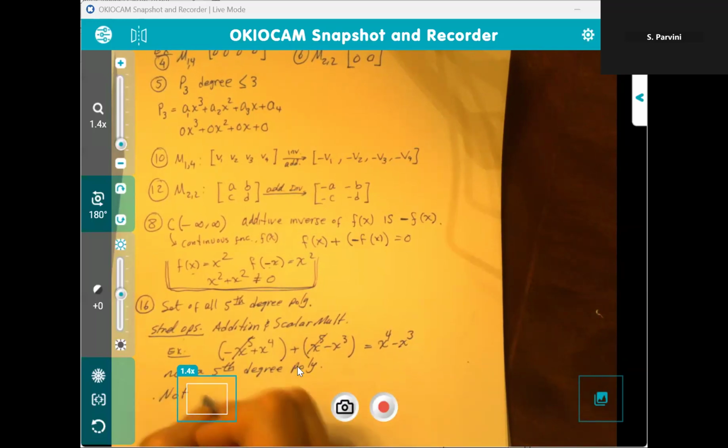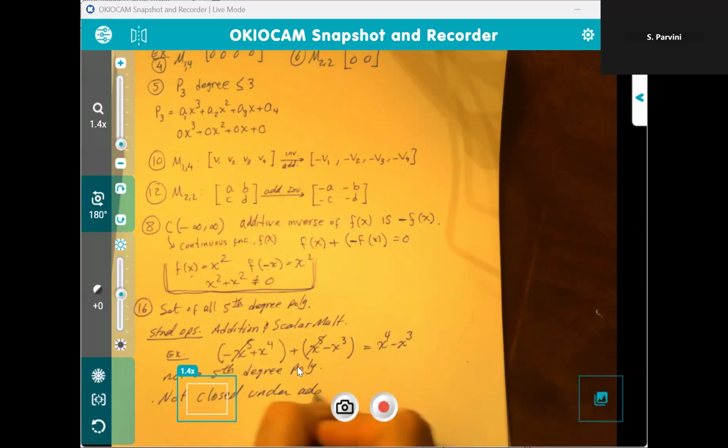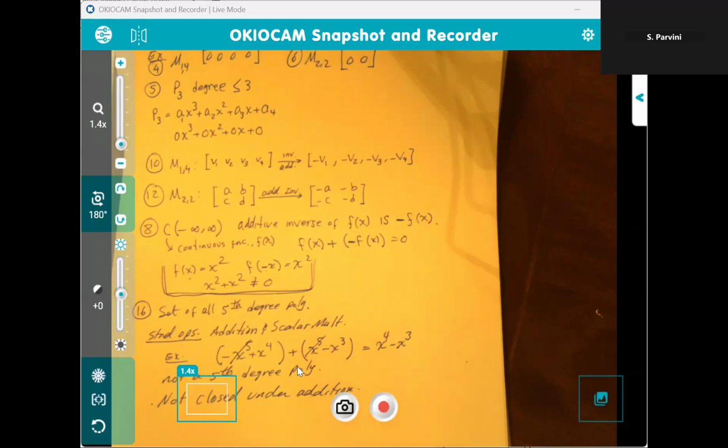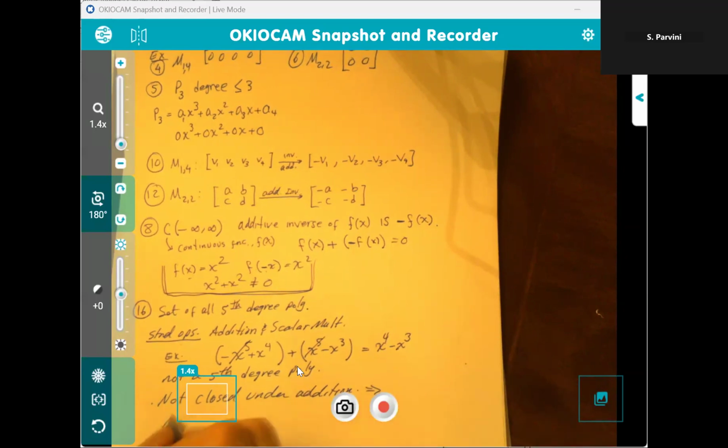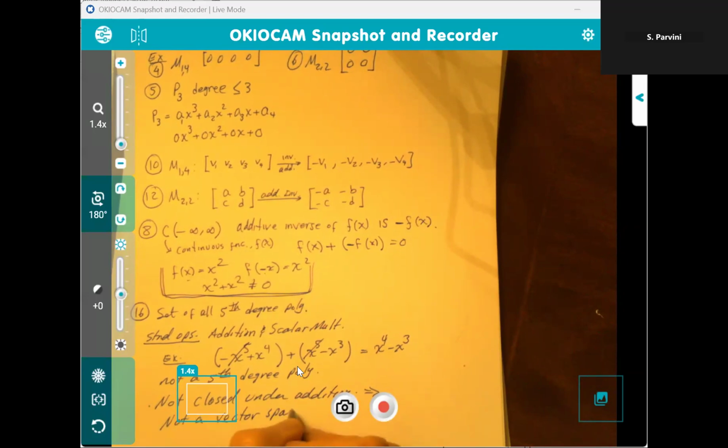So the set is not closed under addition, because you're only looking at fifth degree polynomials. So yeah, the fourth degrees will not be there. Therefore, this is not a vector space. Not a vector space with standard operations. Let's take a look at another one.